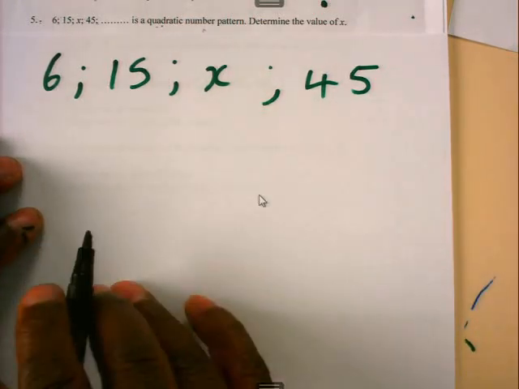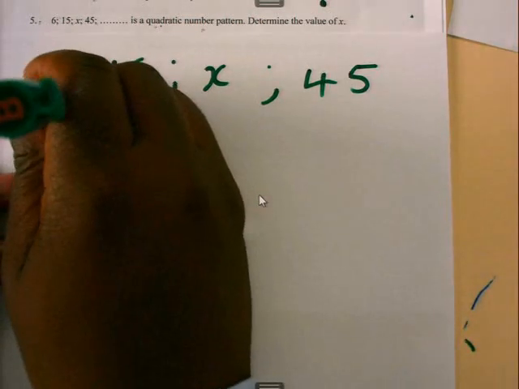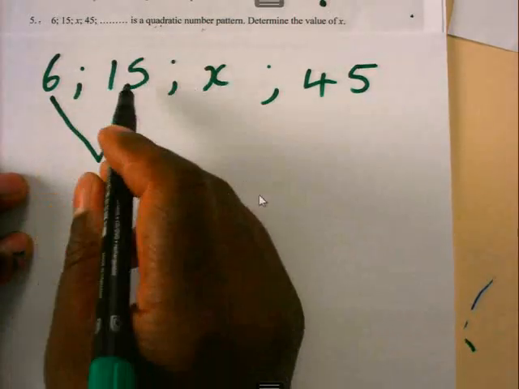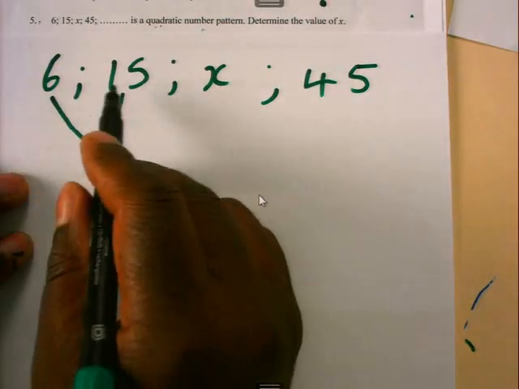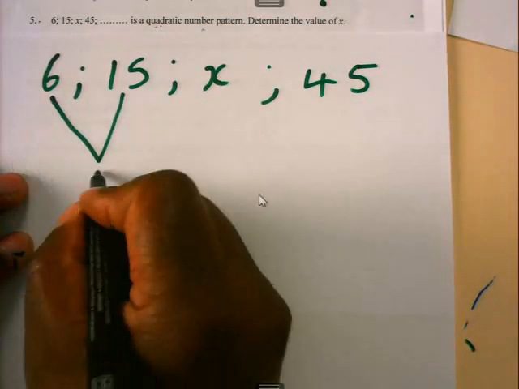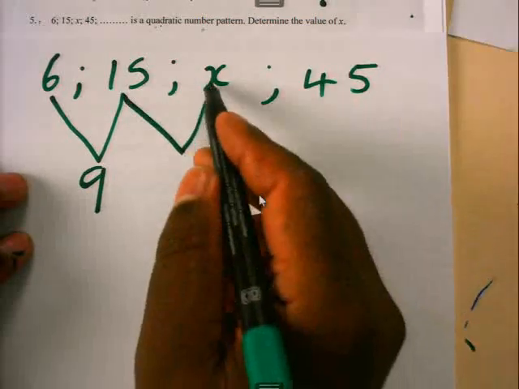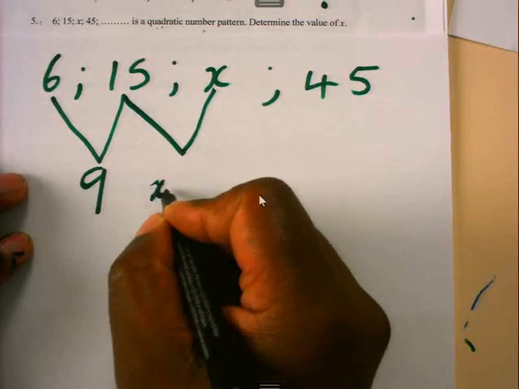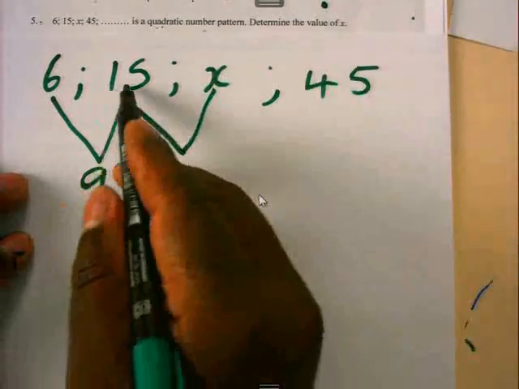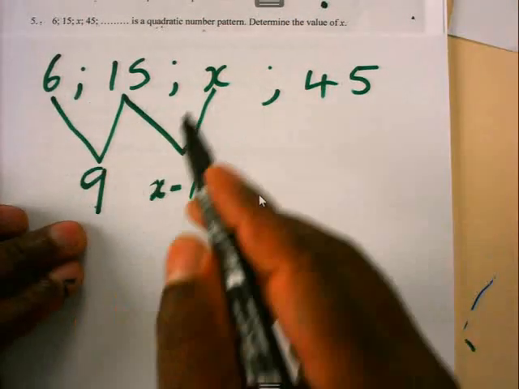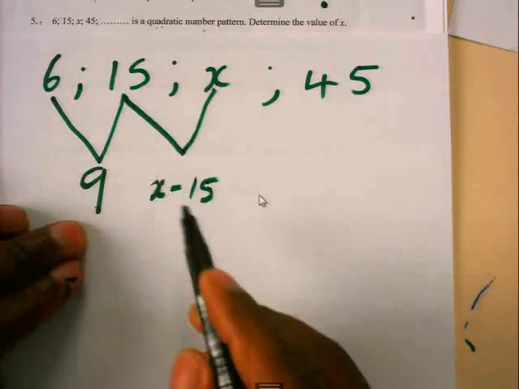So determine the value of x. Let's determine the first difference. 15 minus 6, you've got 9. That is our first difference. X minus 15, our next term.